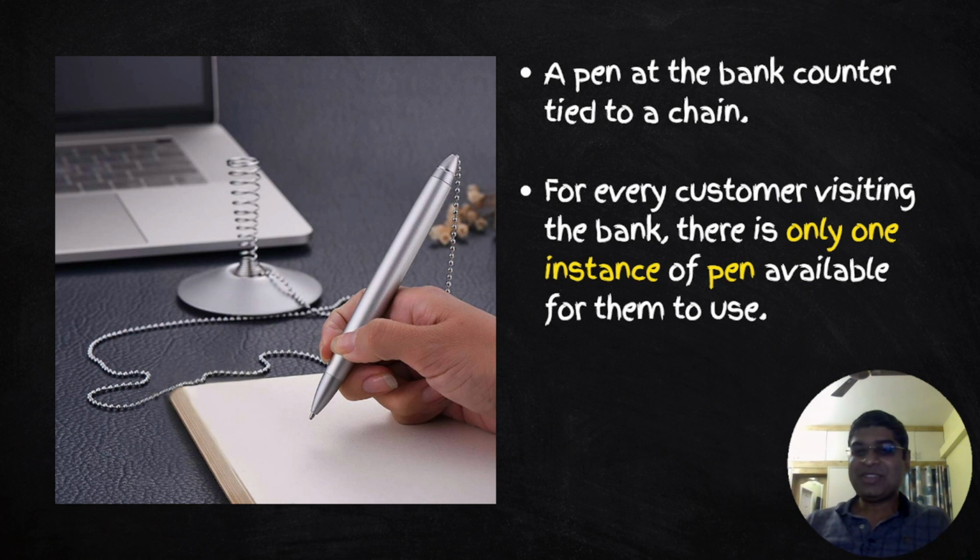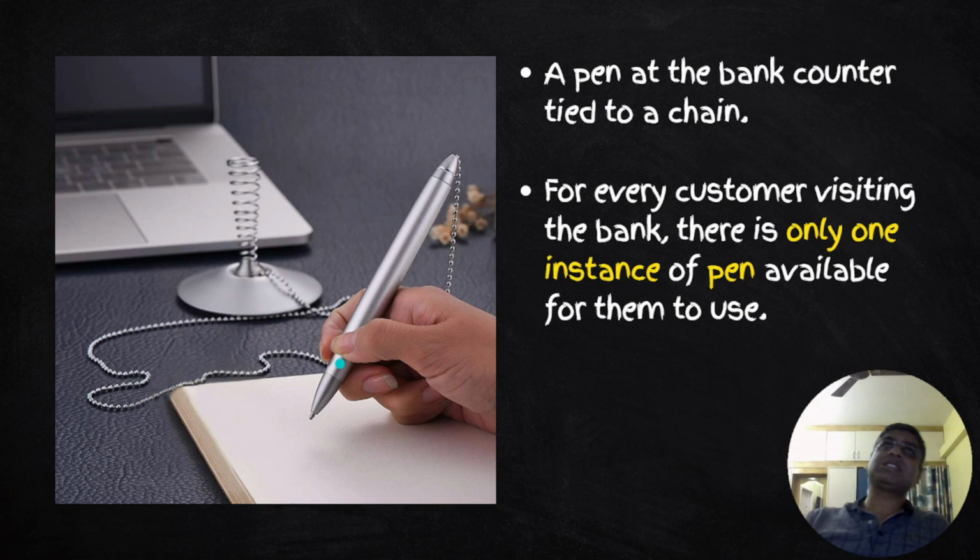Let's see how. For every customer visiting the bank, there is only one instance of pen available for them to use, right? How are you ensuring it? By tying a chain or a string to it, right? As simple as that. This is nothing but Singleton design pattern. You are ensuring that the object is limited. There's only one instance of pen available throughout, right?